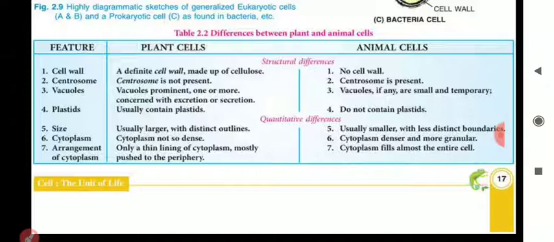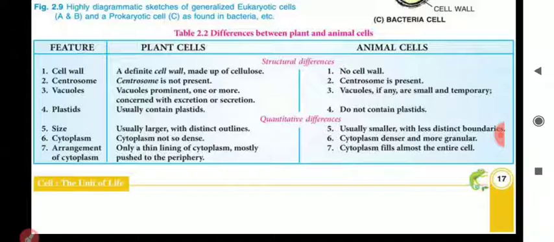Next, vacuoles. In plant cell, you will find one or more vacuoles, one or two vacuoles only, and they are of large size. But in animal cell, you will find very small vacuoles. Next, plastids. Plant cell contains plastids, animal cell does not contain plastids. Then if we see the size, plant cell is larger, animal cell is smaller. In the plant cell, cytoplasm is not so dense. In animal cell, cytoplasm is very dense.